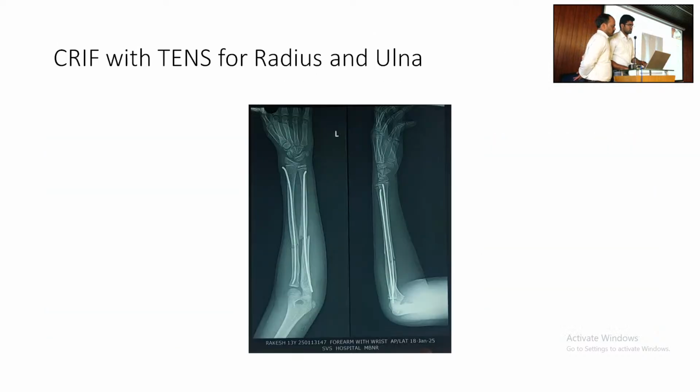So what did you do? Closed reduction, internal fixation with TENS for radius and ulna, sir. Elbow? Sir, we have placed in slab, sir. Reduced in casualty. Yes, sir, in casualty it was stable. It was stable, sir. Radiocapitellar.